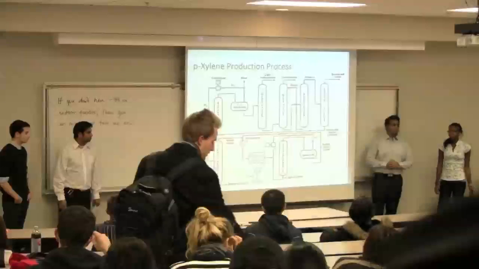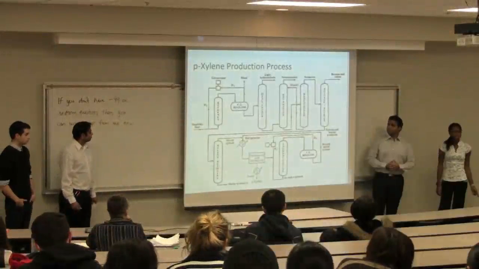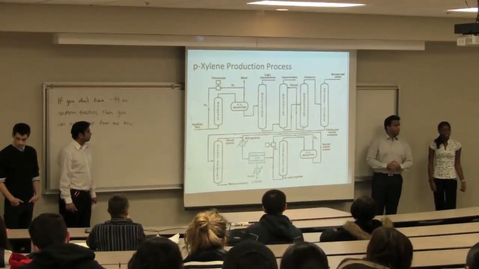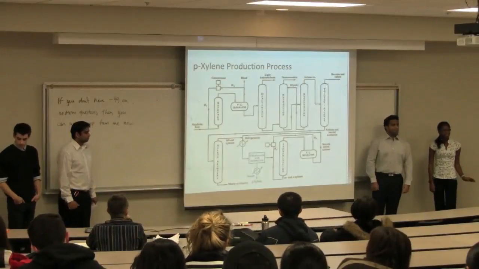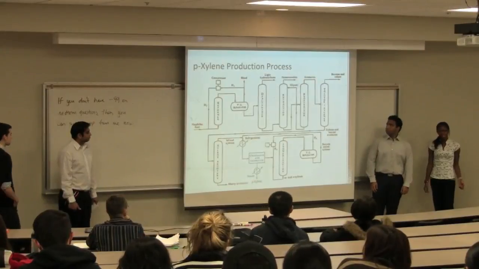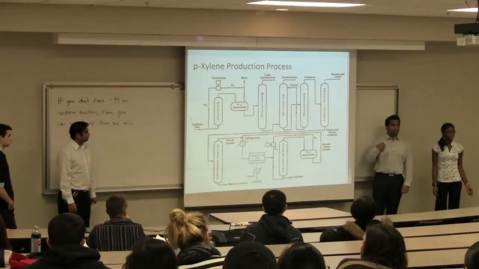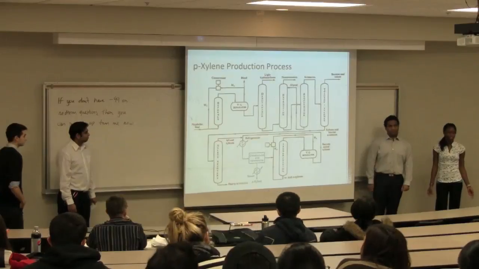From there, the aromatic compound goes into the distillation column and then into a liquid glycol contact extractor. This extractor allows the different compounds to be separated from each other. And from there, they're sent to a second and third distillation column where they're even further separated so that the stream for p-xylene production can be inputted into the crystallizer.